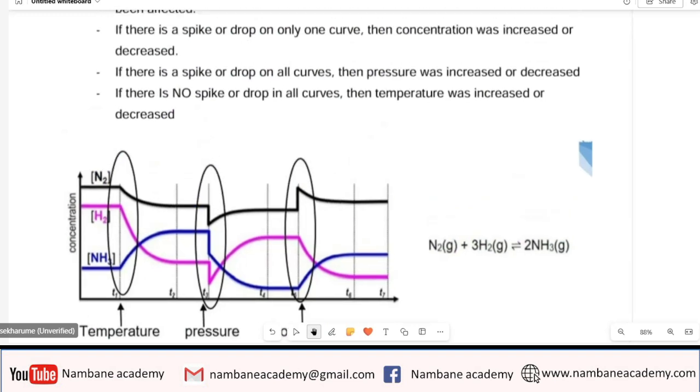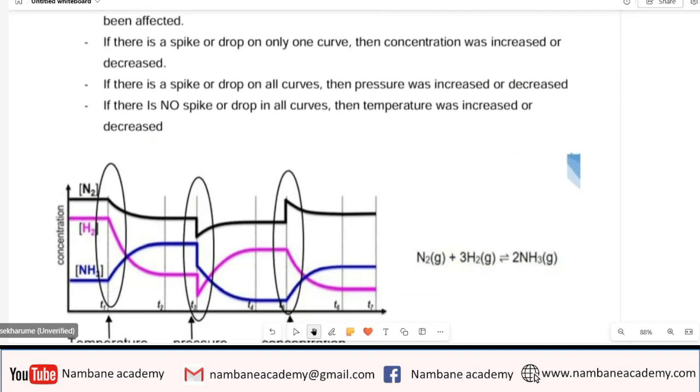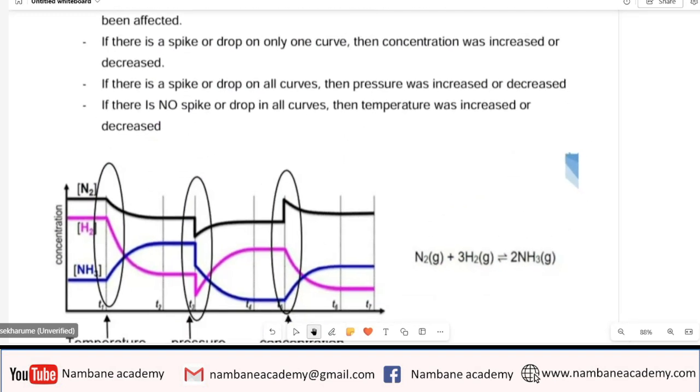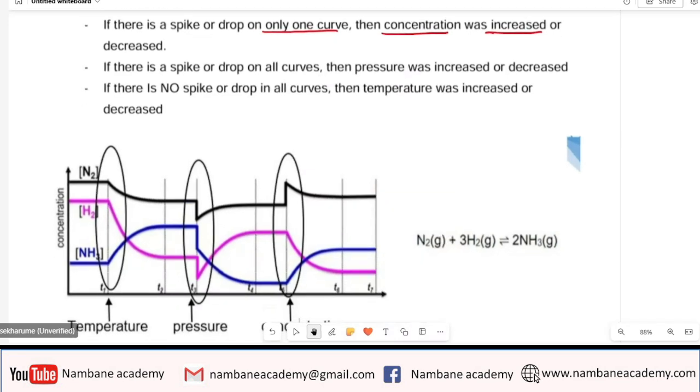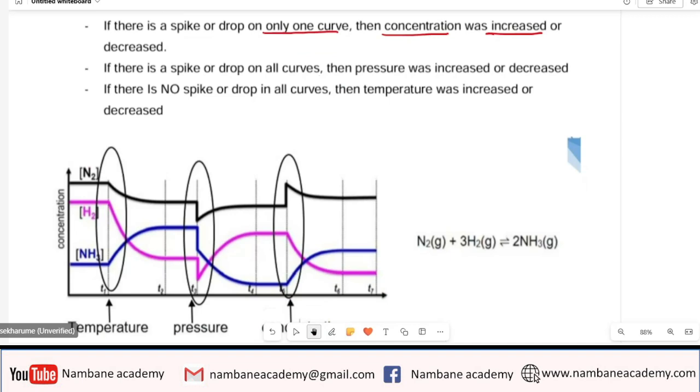These three bullets are so important when it comes to the graphs. Only one spike means the concentration was increased or decreased. So let us look at this graph, where we want to identify the concentration. The spike is facing up there, so we know the concentration was increased.